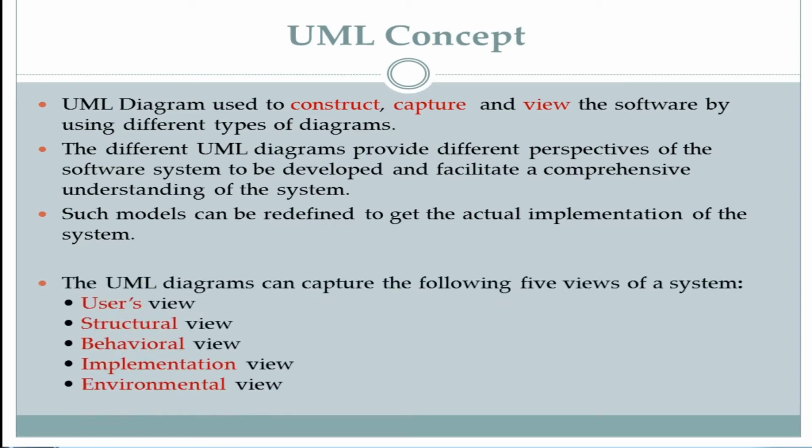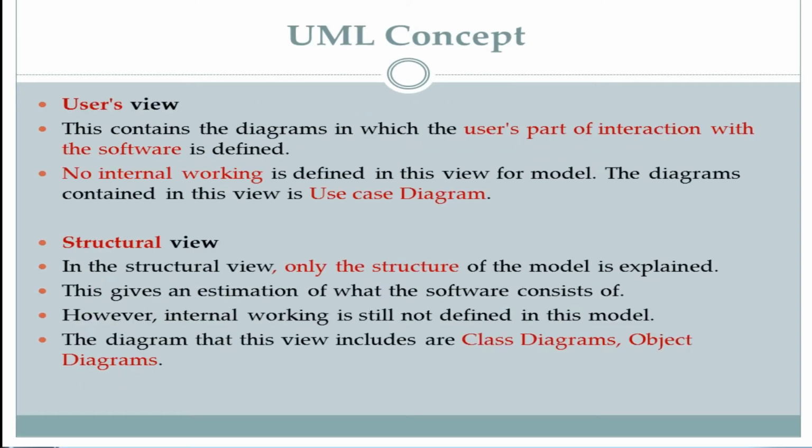UML diagrams can capture the following views of the system, which are user view, structural view, behavioral view, implementation view and environmental view. Now we will see each view separately. User view. User view contains the diagrams in which the system part of interaction with the software is defined. No internal working is defined in this view of the model. The diagram that this view contains is the use case diagram.